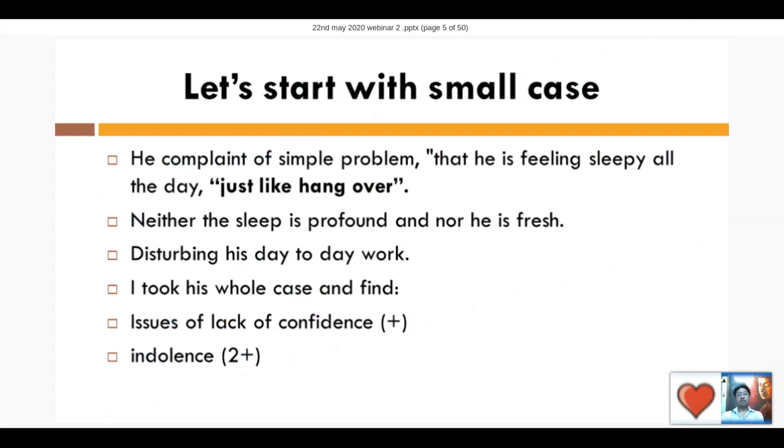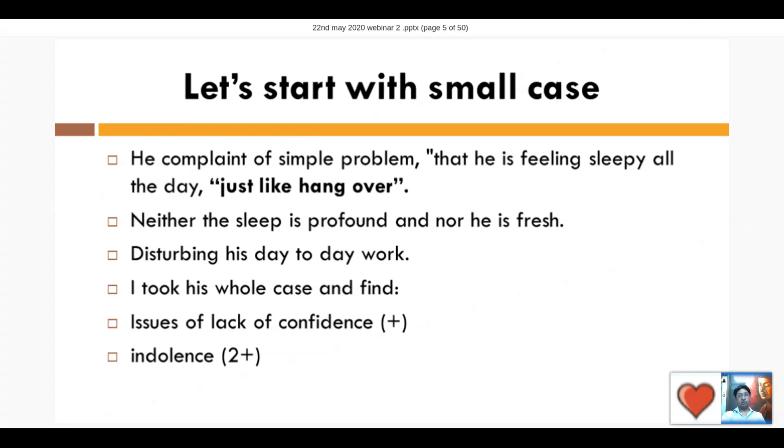Going to the next slide. I'm sharing a very simple case which came to me many years back. He complained of a simple problem: he was feeling sleepy all day, just like a hangover. No overpowering sleep, no comatose sleep, but just dozing. He felt like a hangover. Neither was the sleep profound, nor was he feeling fresh, but it was disturbing his day-to-day activity.